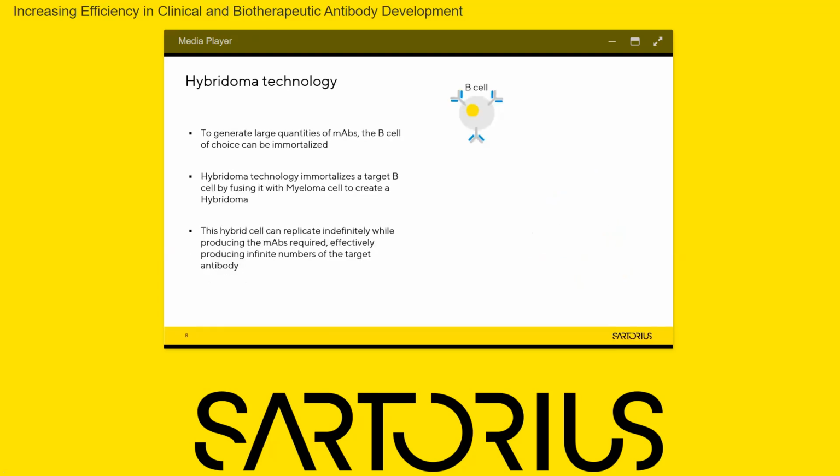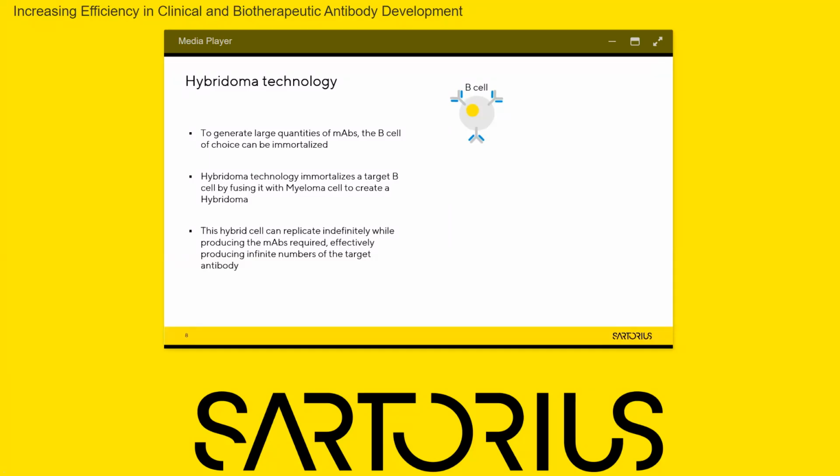So once you've isolated the B cell of choice that is producing the desired antibody, to generate large quantities of this antibody, the B cell needs to be immortalized. This is because B cells are very difficult to grow in vitro and they are quite short-lived. So you need some method of immortalization in order to allow you to produce the required numbers of the antibody.